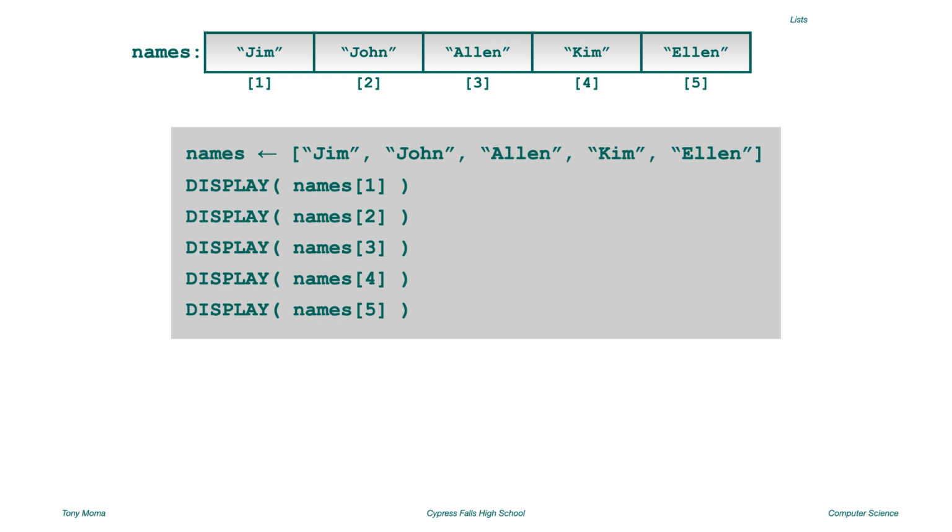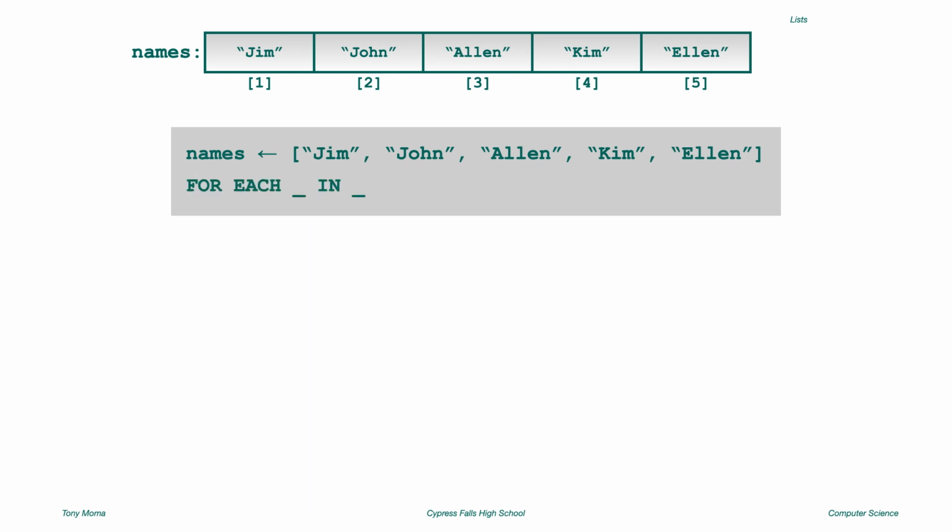Fortunately, we have a much more concise way of doing this through the use of a for each loop. A for each loop is what we will use anytime we want to perform the same action on each element in the list one by one. The keywords FOR, EACH, and IN, which are written in all caps, are what you're going to use every single time that you use a for each loop.